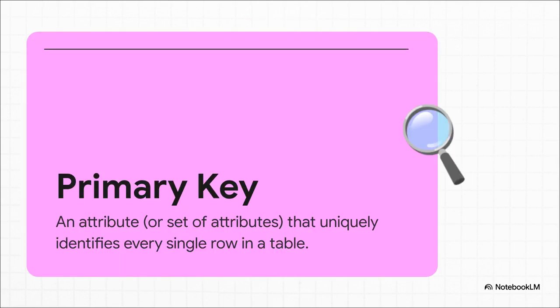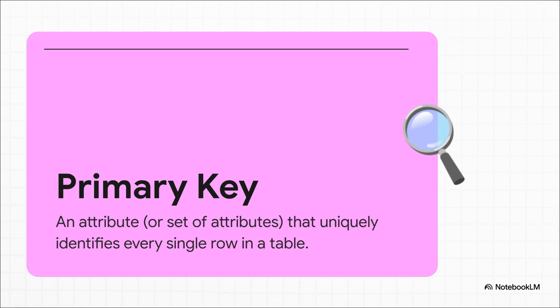And the solution is the primary key. A primary key is a special column, or sometimes a few columns combined, where the value is absolutely guaranteed to be unique for every single row in that table. Think of it like a social security number or a fingerprint for your data.